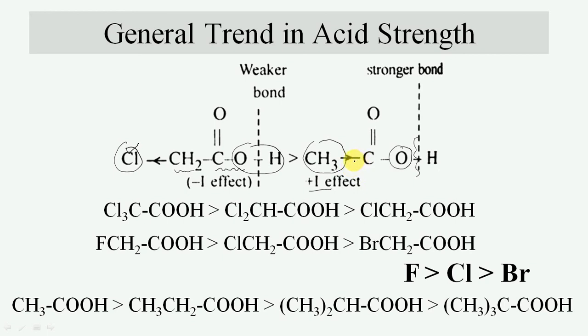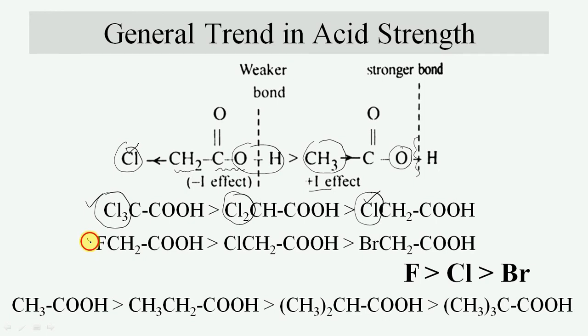Since the inductive effect increases with increasing number of substituents, it is obvious that the strength of the acid should increase with the number of electron withdrawing substituents. So let us see the case. In this case, there are 3 substituents withdrawing the electron. Here 2 substituents are withdrawing the electron, and here a single substituent. So trichloroacetic acid has the maximum acidic strength, while chloroacetic acid has the minimum acidic strength.